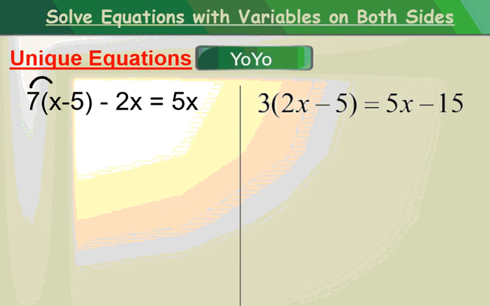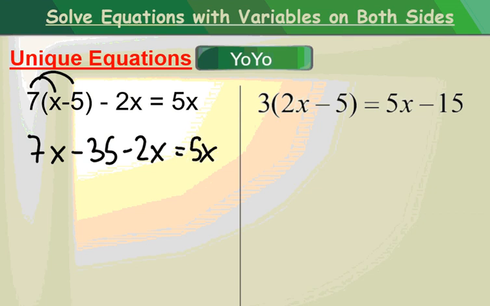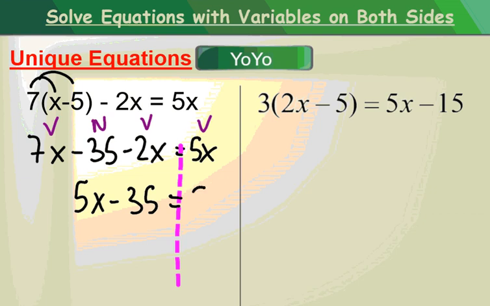Okay, here we go. First thing you'll do is distribute. Then you get 7x minus 7 times 5 is 35 minus 2x equals 5x. If you look, you've got like terms on the same side. They're right here, 7x minus 2x. You can combine those. That's going to make 5x minus 35 equals 5x.